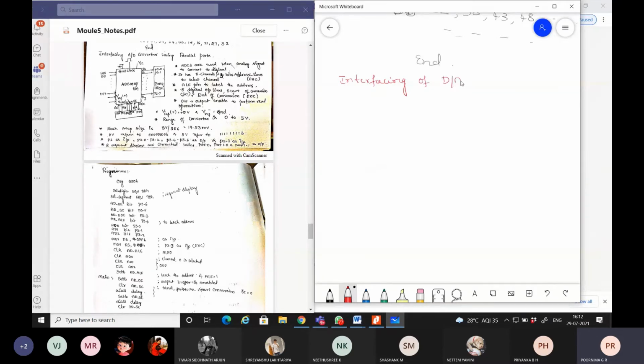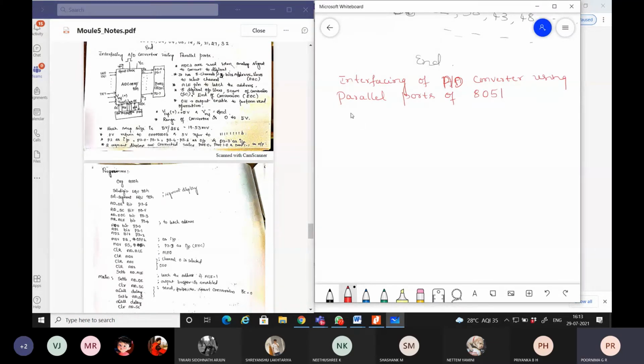Interfacing of digital to analog converter, analog to digital converter using parallel ports of 8051. So what does this mean? What do you mean by analog to digital converter?